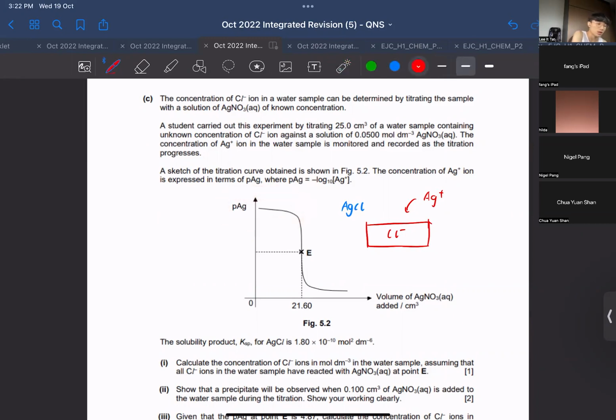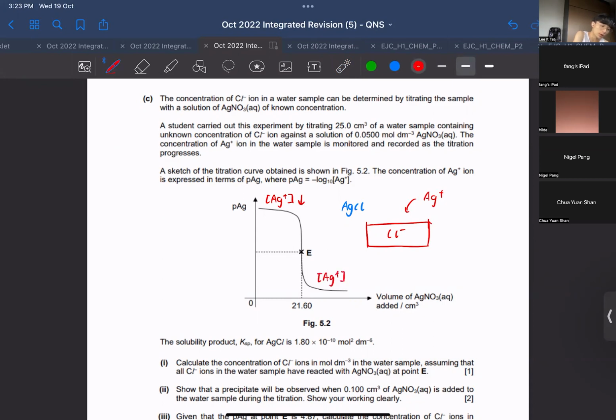Again, what is pAg? pAg is the negative log of the concentration of Ag plus. If pAg is very high, that means at the very start there's very, very little Ag plus concentration, which makes a lot of sense because the moment you pour in Ag plus, it immediately leaves the mixture. That means how much is actually swimming around in the solution is very, very low.